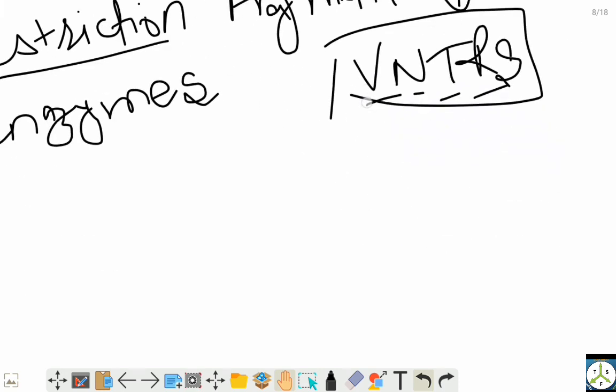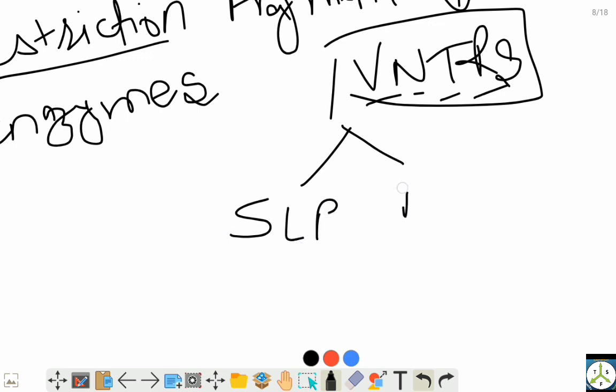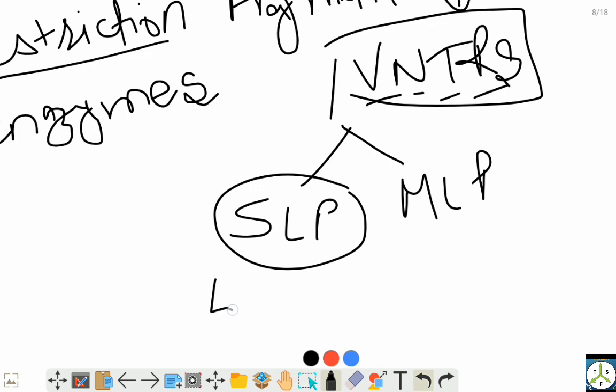So this is just an introduction. If we know about RFLP, we have two types of technique: one is SLP, the second is MLP. SLP is the single locus probing method, which means we work with only one locus.